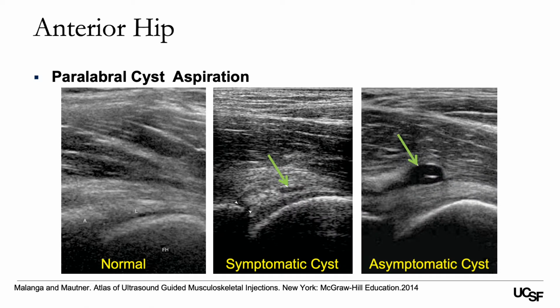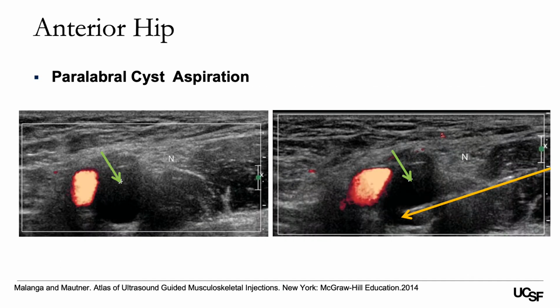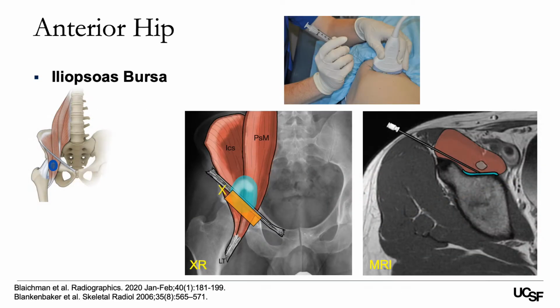Labral tears can be asymptomatic or result in symptoms of groin, buttock, or lat. The cyst needs to be visualized in at least two planes on ultrasound. The iliopsoas bursa is the largest synovial bursa in the human body.